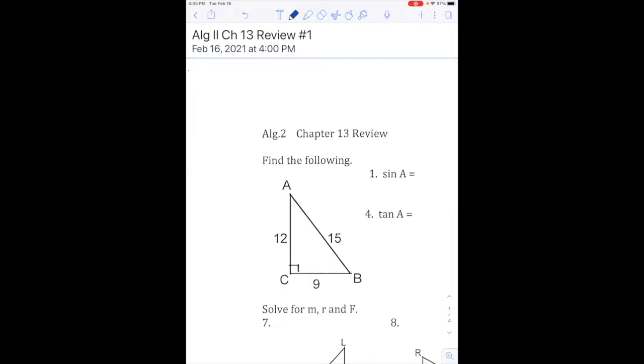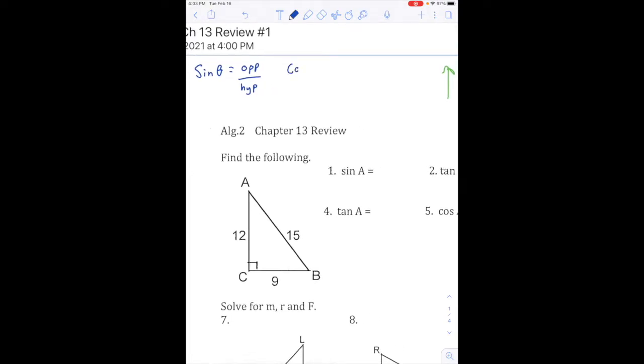Okay, so we have three trig operations we can do. We can do sine of theta. And sine is the opposite side of the triangle over the hypotenuse of the triangle, which is the longest side of the triangle. All right, so write these down. We'll have the tools at the top of our paper or at the top of your iPad, and then we'll use them.